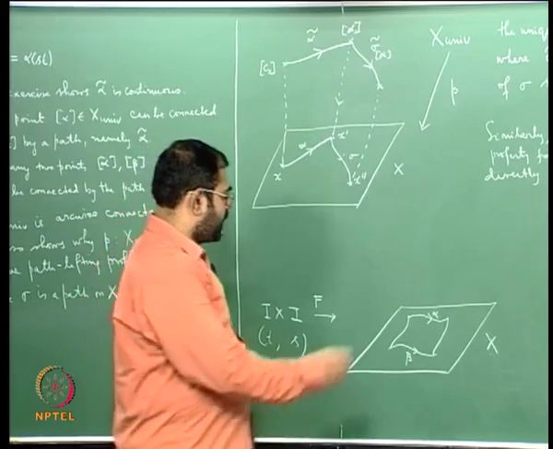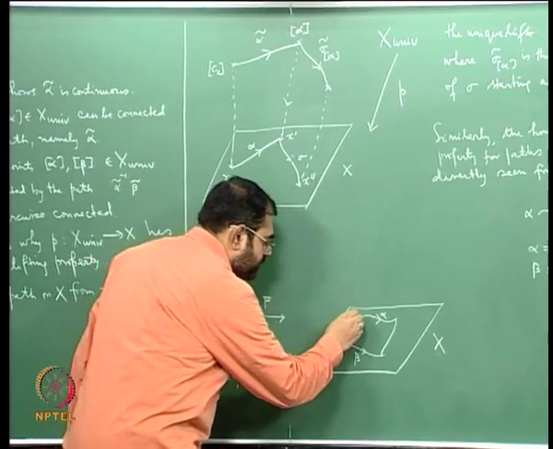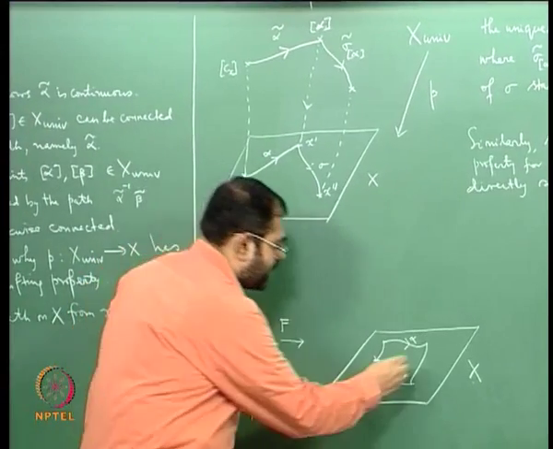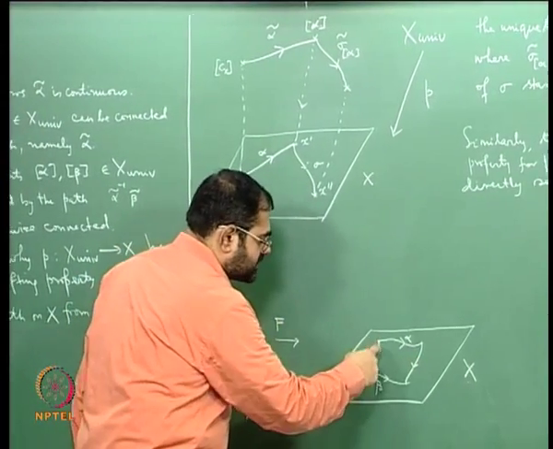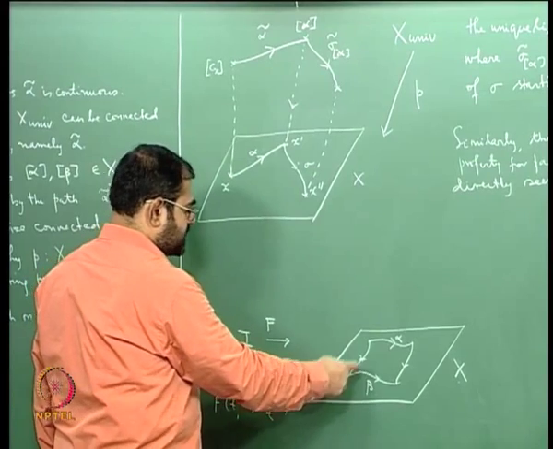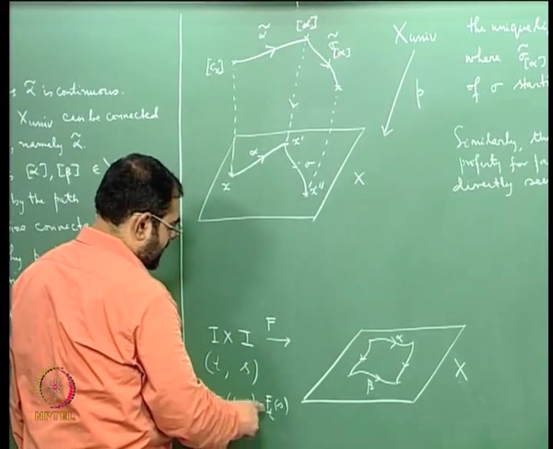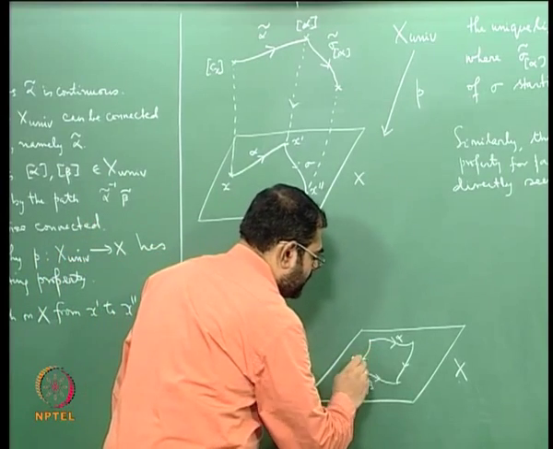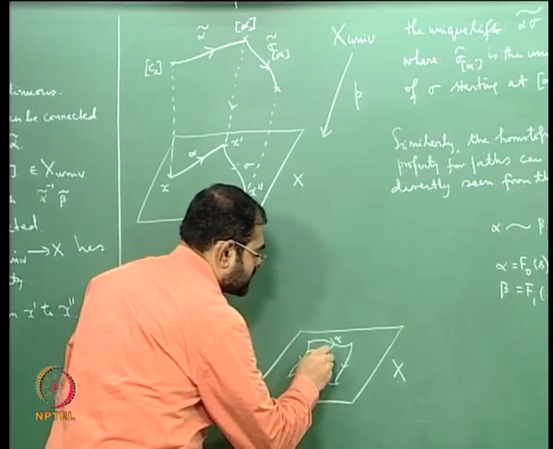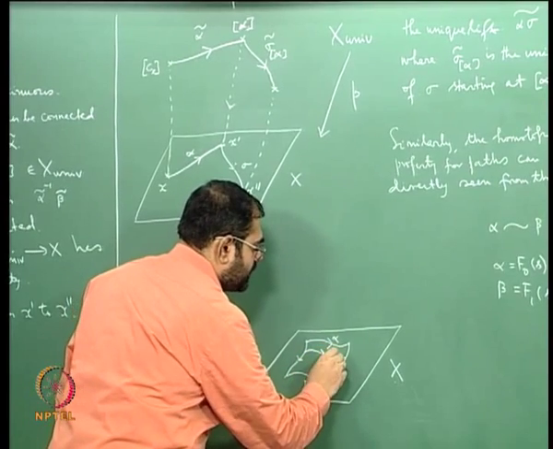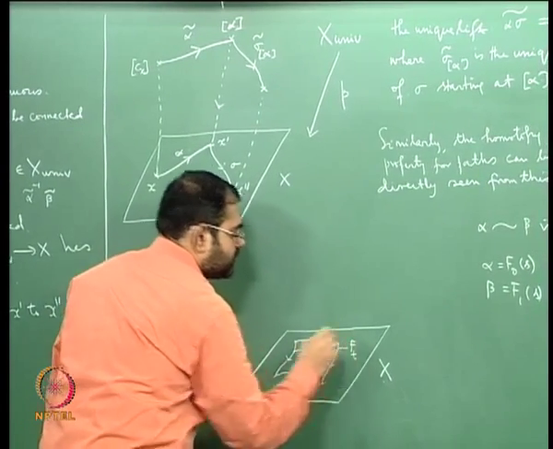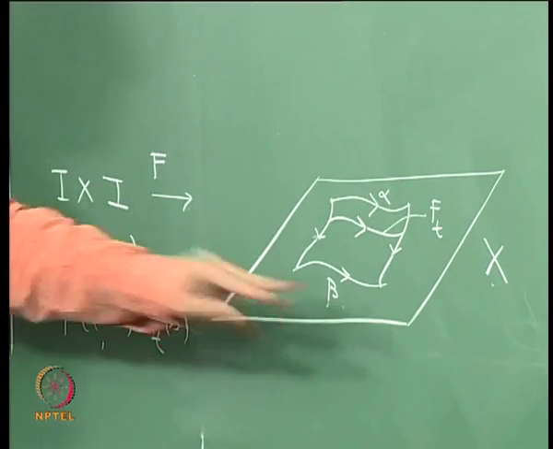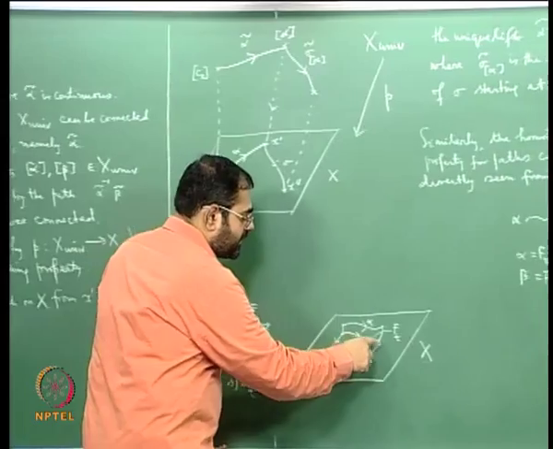Mind you, this is also going to be a path, and this is also going to be a path. What is this path? At some intermediate time t, your homotopy will give you a path something like this. So this will be f sub t intermediate. F sub 0 is alpha, f sub 1 is beta, and f sub t is something in the middle.